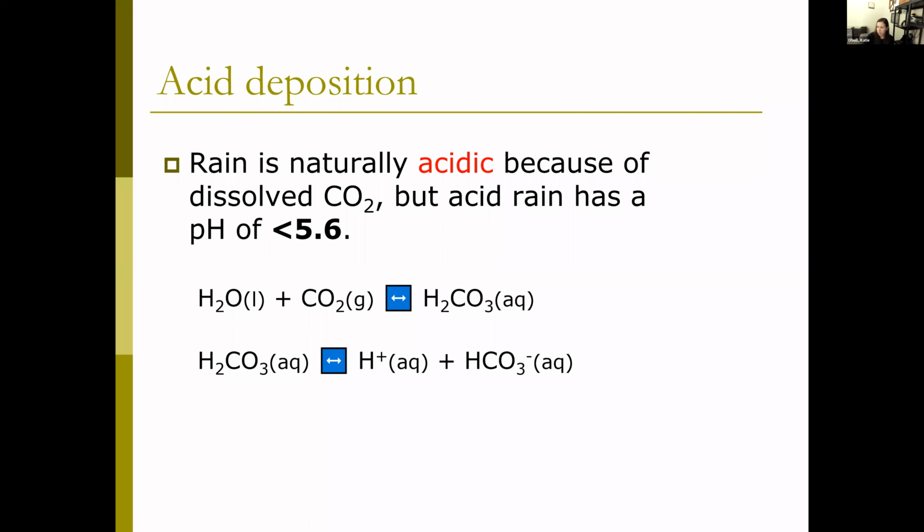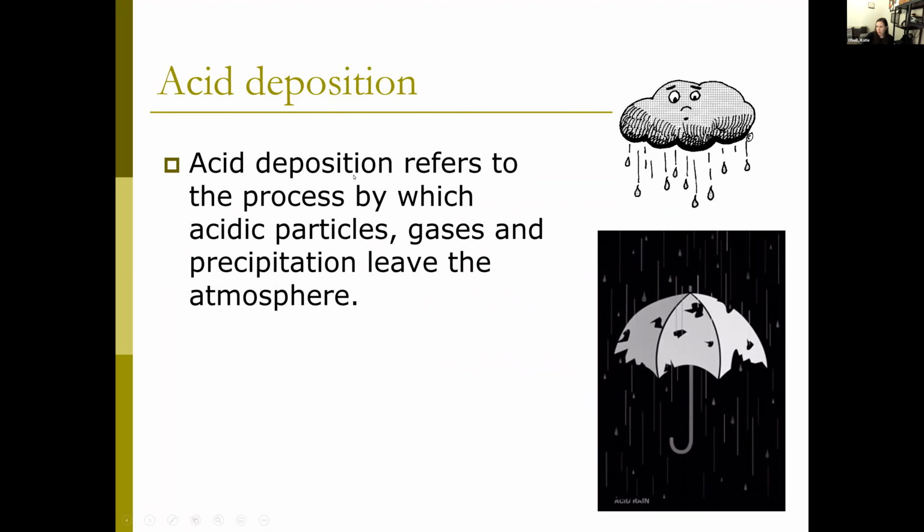So acid deposition is the process where the acidic particles that end up in the atmosphere because of that dissolved carbon dioxide leave the atmosphere, and it can occur in gas form or liquid form. And so we call that precipitation, of course. And so there are two different terms about whether it leaves as a gas or leaves as a liquid.